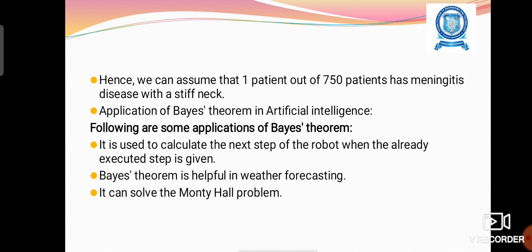We have some more applications of Bayes theorem in artificial intelligence. It is used to calculate the next step of a robot when the already executed step is given. Bayes theorem is helpful in weather forecasting. It can also solve the Monty Hall problem.